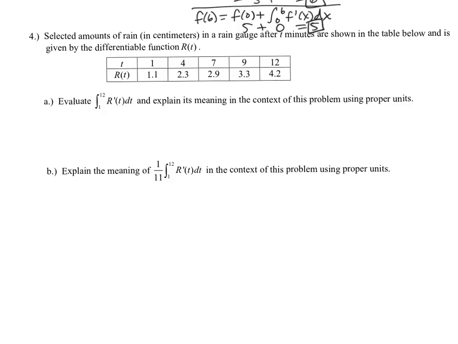So when I say amount, I guess I'm talking about the height of the volume. Okay, so selected amounts of rain in centimeters in a rain gauge after 10 minutes are shown in the table below and is given by the differentiable function r of t. So here's our selected values. So for any time t, this would be the height of rain in that rain gauge. So letter A says, evaluate the integral from 1 to 12 of r prime of t dt and explain its meaning in context of this problem using proper units.